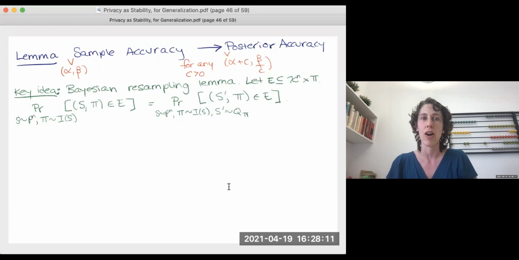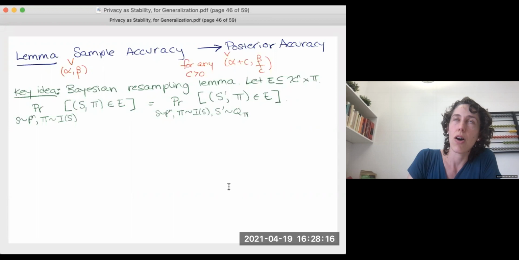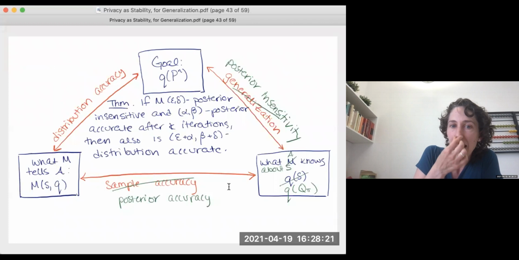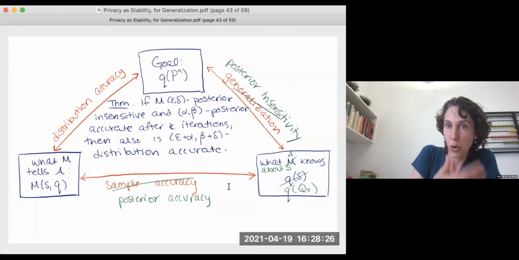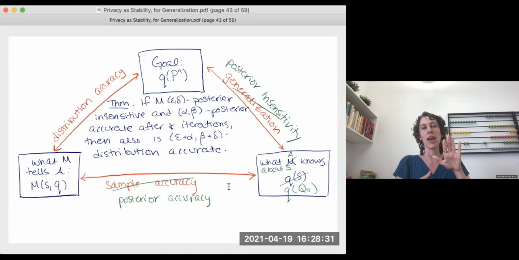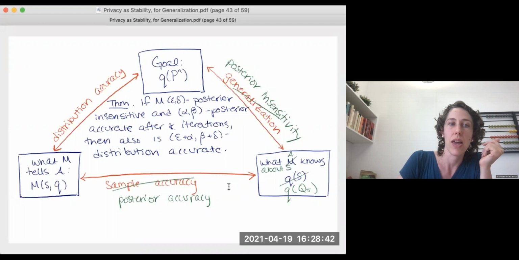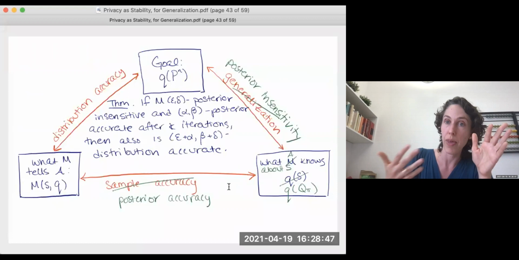What this is saying in some sense is, okay, if you didn't have posterior accuracy, what would that mean? It would mean that you've managed to answer queries in some way where the answers that you give are very far from the answers on the induced distribution.